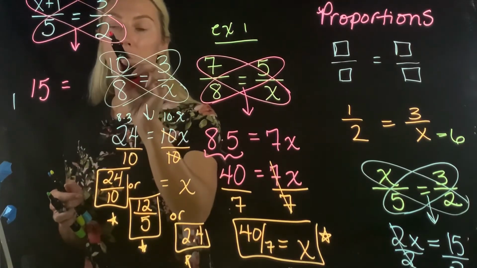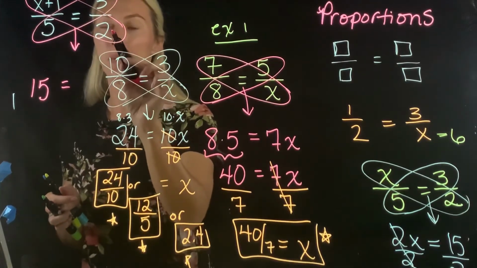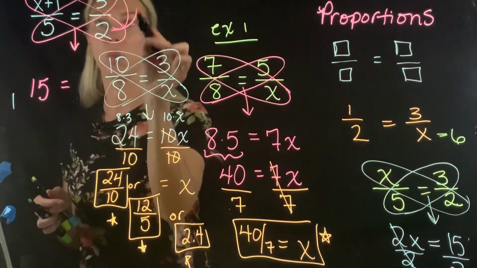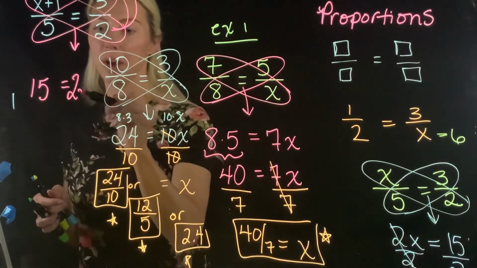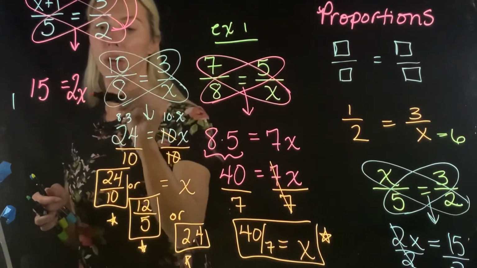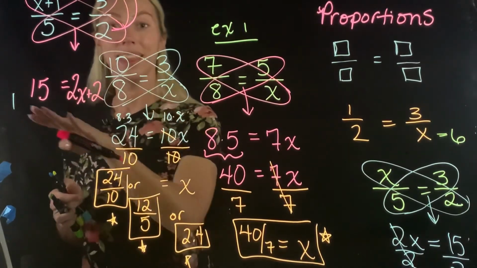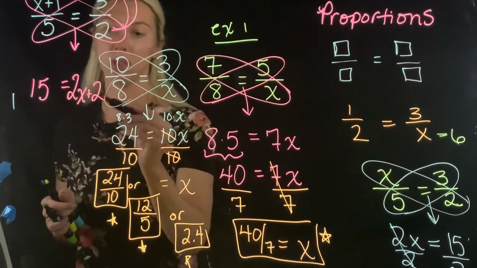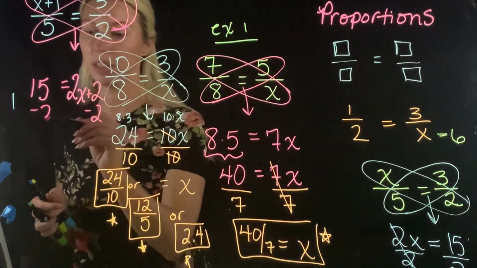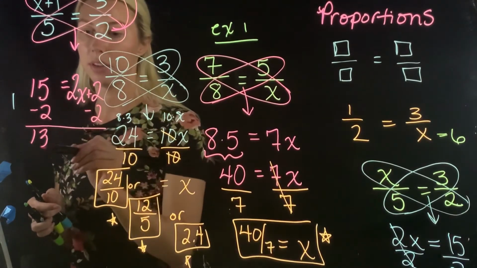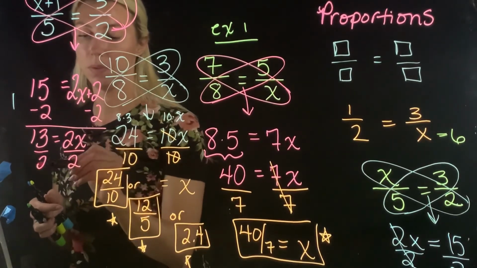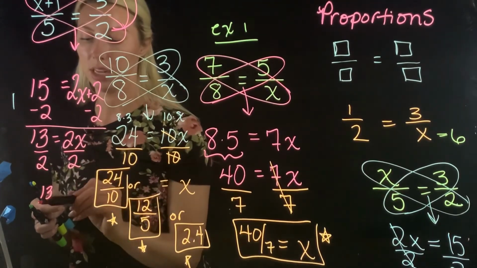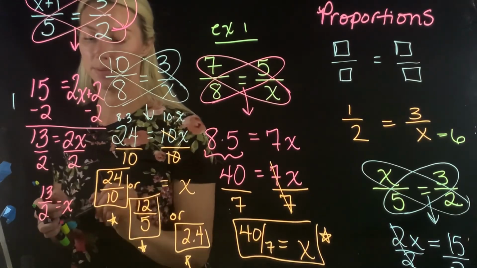And the 2 is actually going to multiply by the x as well as the 1. So 2 times x is 2x, and 2 times 1 is 2. Then you have an equation that you need to keep solving. So you would move the 2 to the other side. You would get 13 equals 2x, and divide both sides by 2 to get 13 over 2 for x.